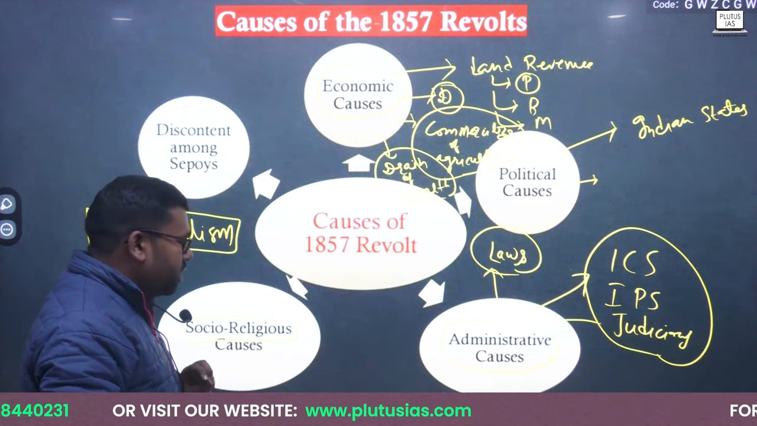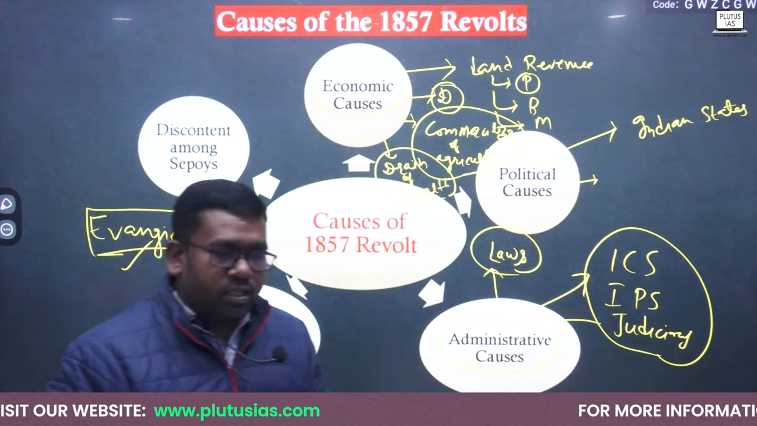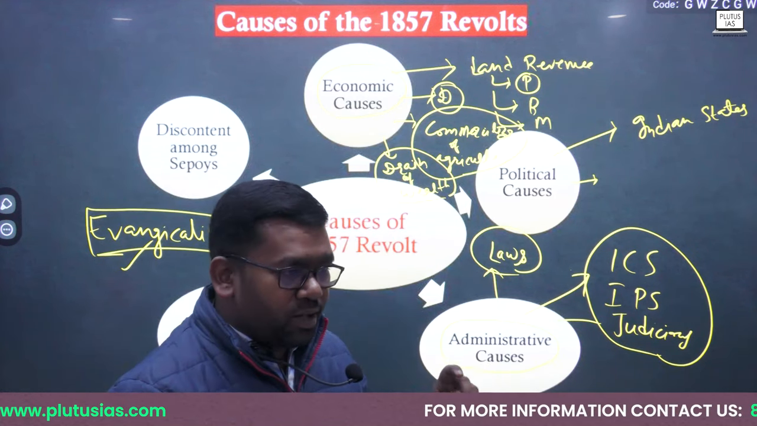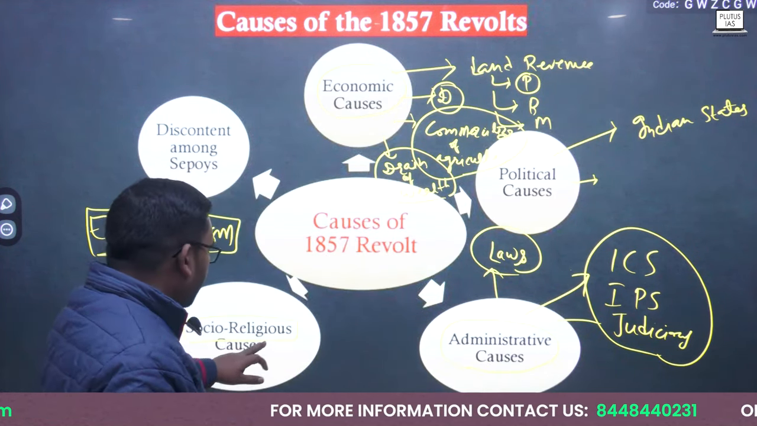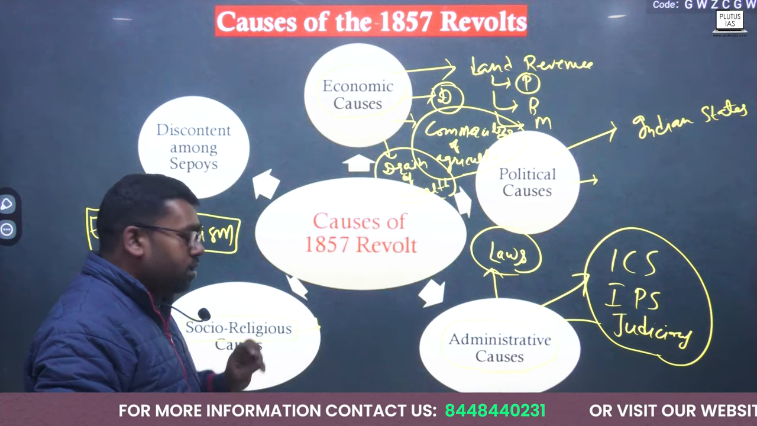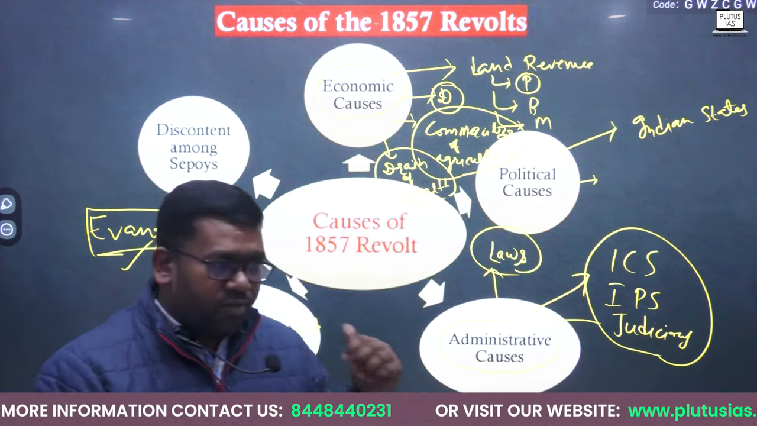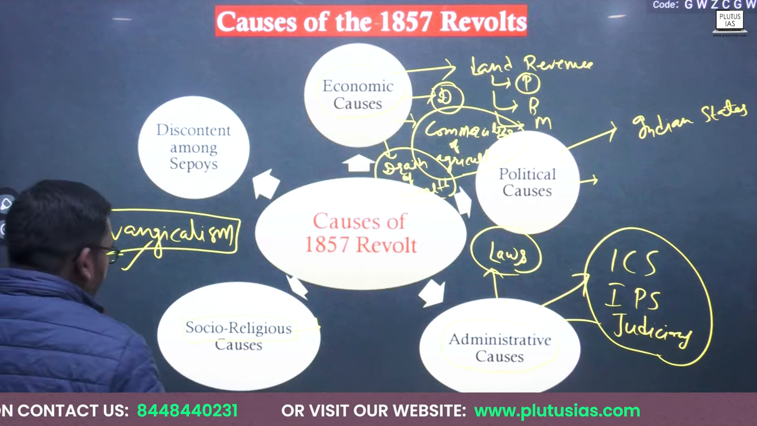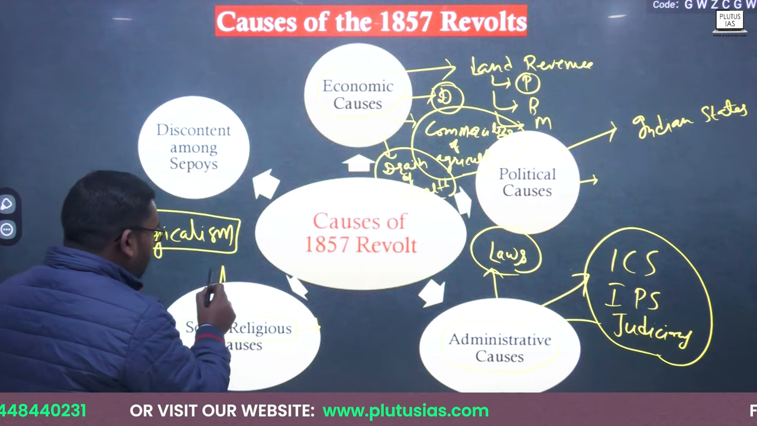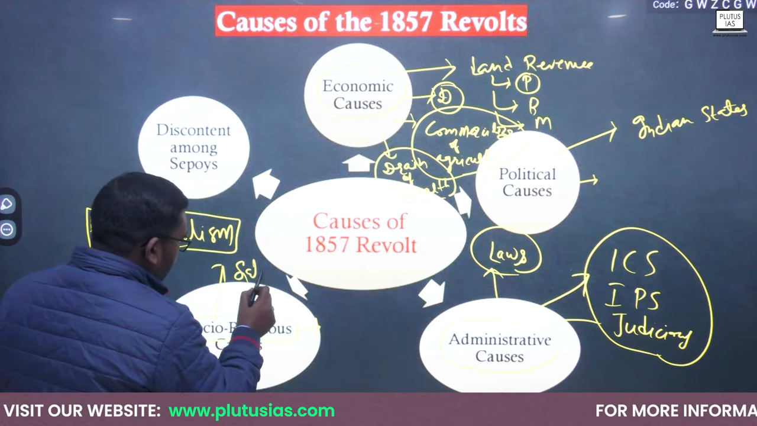So religion is one cause. Both Hindu and Muslim religions were targeted by the British. And this also affected the spirits of the religion. Another thing, especially in this region, was the abolition of Sati. What is this? Sati.